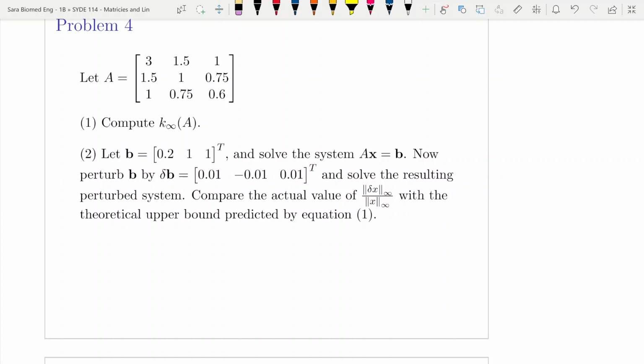Not invertible means determinant equals 0, which means singular. Actually, the columns are linearly dependent. They're the same thing, right? So basically, if you have a very high k value, it means the determinant is very close to 0.